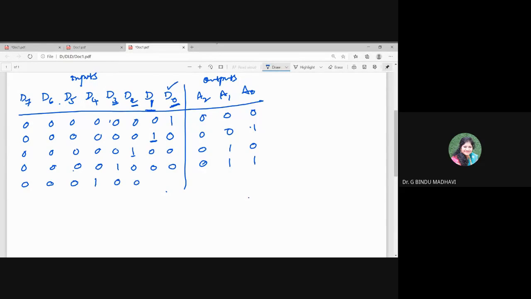1, remaining all are zeros. That is, which is active? D4. D4 means here 1, 0, 0.